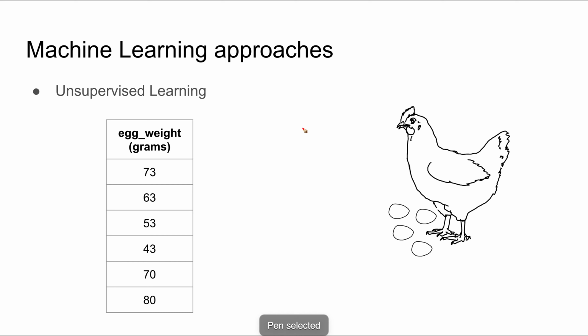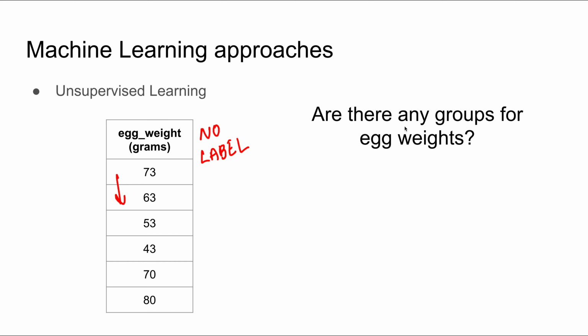In case of unsupervised learning, what we have is a data set without any labels, so there are no labels. And what we have in this case is a data set where we have only the weights of the eggs, as you can see, 73, 63, etc. Now what we can do here is we can ask a question. Are there any groups of weights? Are there any groups, say 40 to 50, 50 to 60, etc., in the egg weights that we have measured?